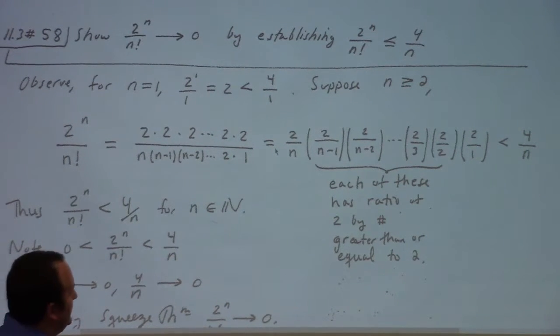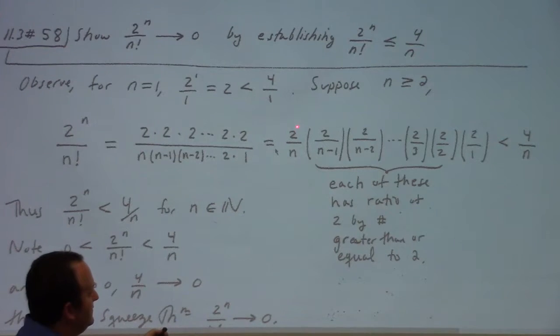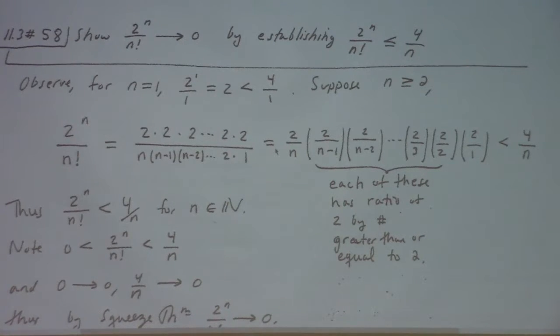So what do I look at? What I'm looking at here is just rearranging things. I've got 2 over n minus 1, 2 over n minus 2, 2 over 3, 2 over 2, 2 over 1. So what do I say? I say each of these has a ratio of what? Of 2 by a number which is greater than or equal to 2. What does that say? Right, each one of those is less than 1.